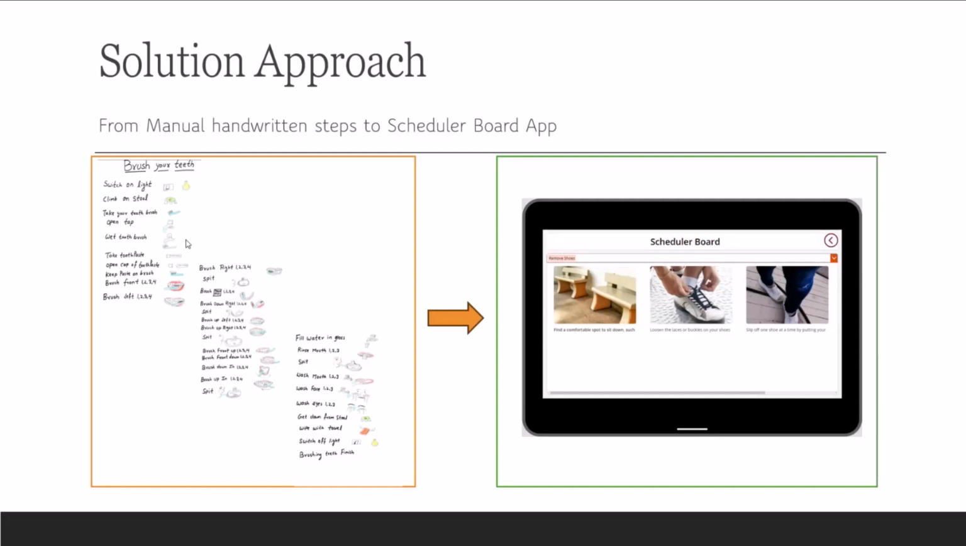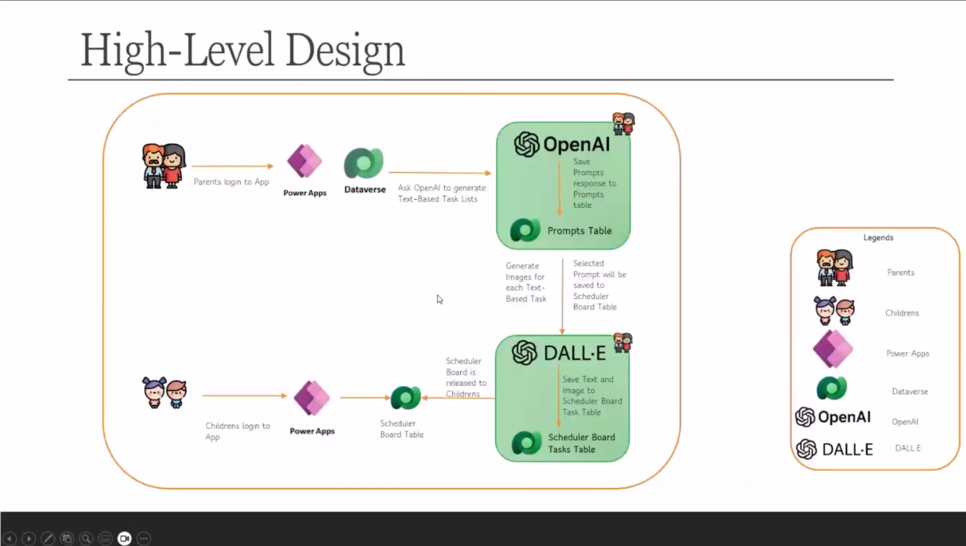From there, we are moving to this scheduler board where it has all the steps to perform the activity. And with the help of Azure AI and Canvas app, parents can build this app according to their requirement. So this is a high-level design of this app where I'm using Power Apps Dataverse for storing the data, also Azure OpenAI DALL-E services to generate the text, also the images through DALL-E.